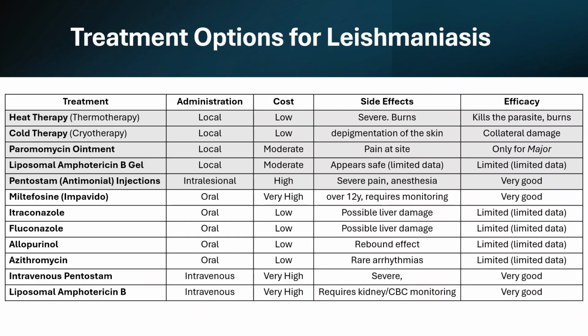This table summarizes our current therapeutic arsenal, categorized by local, oral, and intravenous administration. While local options like thermotherapy or cryotherapy are cost-effective, they carry risks of burns or depigmentation. Topical paromomycin remains effective specifically for L. major. For more complex cases, oral options like miltefosine show high efficacy, but require close monitoring. Finally, for severe visceral or mucosal disease, intravenous pentostam or liposomal amphotericin B are our most potent tools, though they are high cost and necessitate rigorous kidney and blood count monitoring due to potential toxicity.